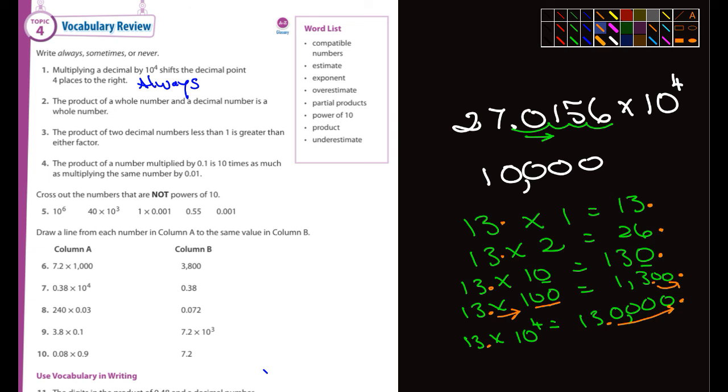Let's see here. Number 5, it says cross out the numbers that are not powers of 10. Well, that's not a power of 10. There's one more you would cross out. I'll let you guys figure that out. And then A and B, you're just drawing a line to match them. So, for example, 7.2 times 1,000.